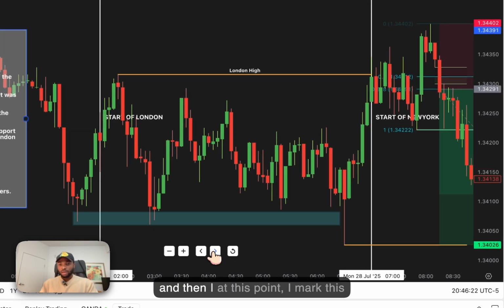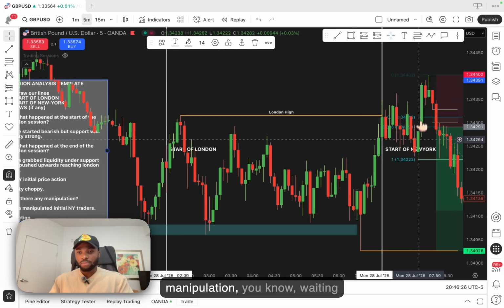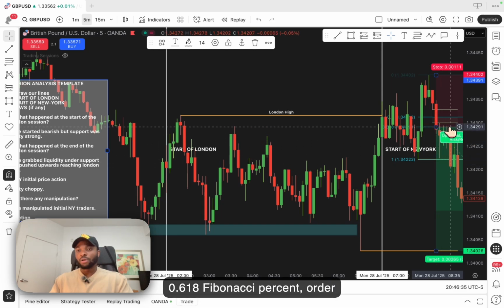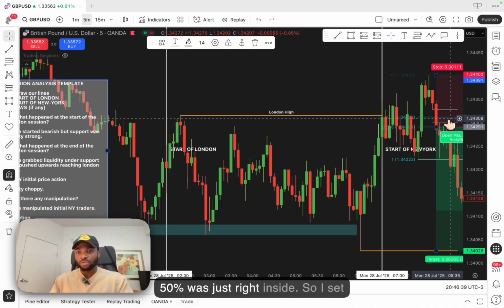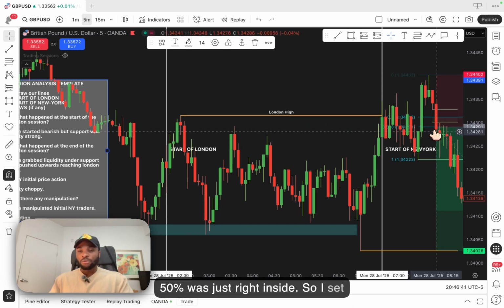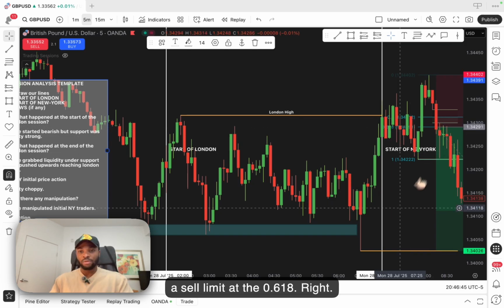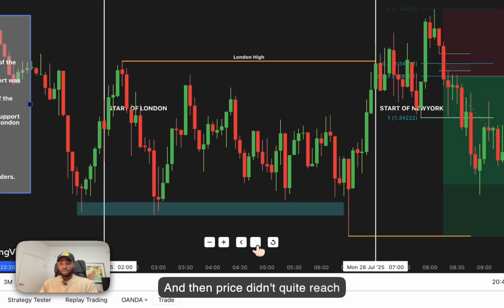Then at this point, I marked this whole area here as a manipulation, waiting for the price to come back to the 0.618 Fibonacci or the 50%. To mark this imbalance here, 50% was just right inside. So I set a sell limit at the 0.618. And then price didn't quite reach that.